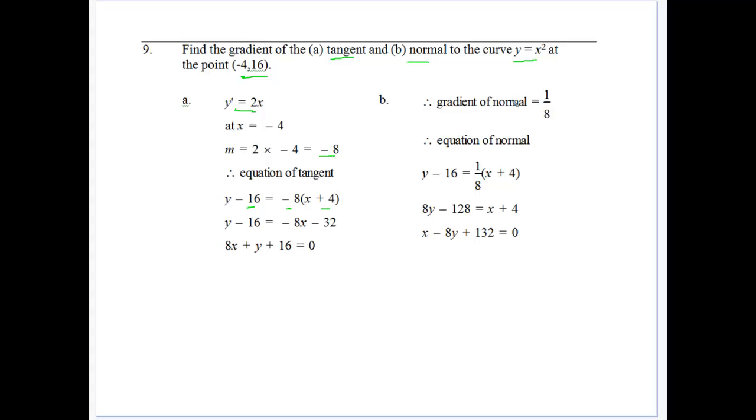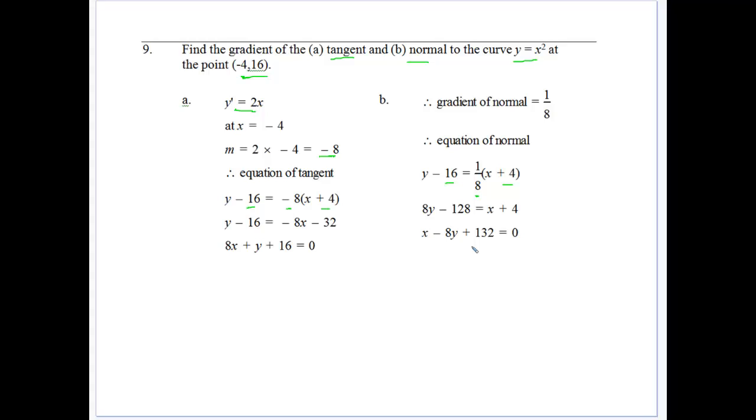The gradient of our normal then would be minus 1 on minus 8, so it gives us the positive 1/8. So that's where the equation of our normal comes in. We put the same point in, we've got the same point. Multiply through by 8 there, and we've got the x plus 4 on that side. Get them all on one side, and we get 8x minus 8y plus 132 equals 0.